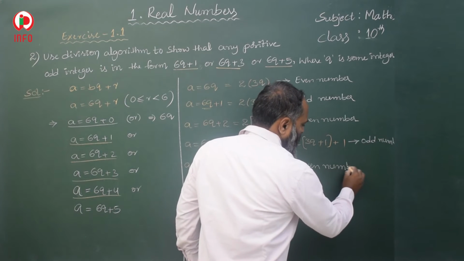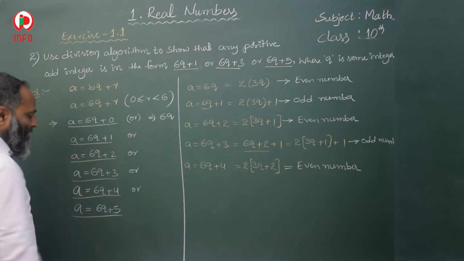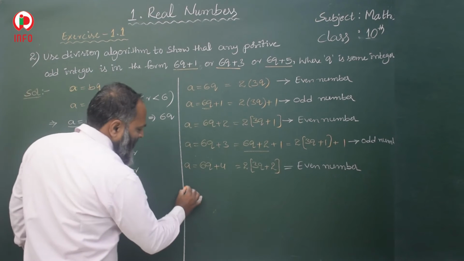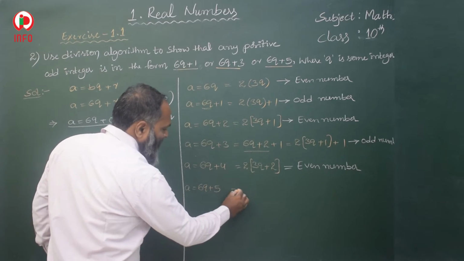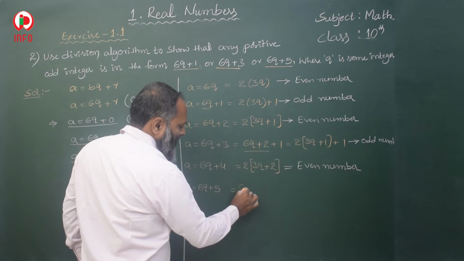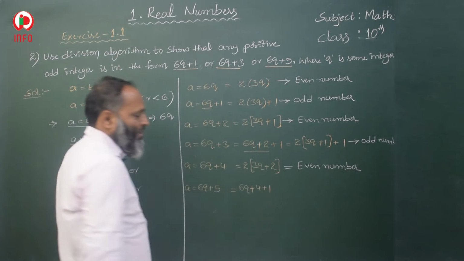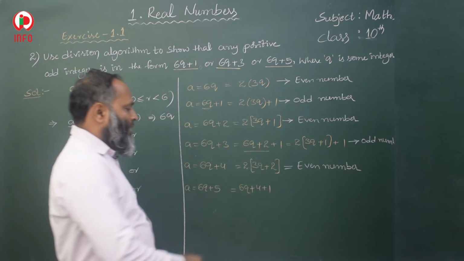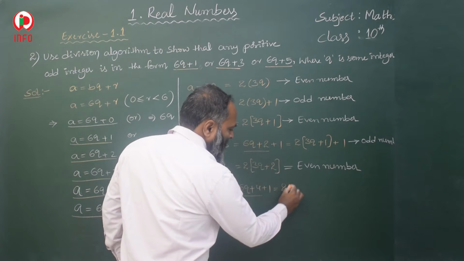This is an even number. Now after that take this one: a is equal to 6q plus 5. Then how can we take this 6q plus 5? 6q plus 5 means 4 plus 1, 4 plus 1 is 5. So till here 6q plus 4, 2 is a common. Now we take 2 as a common.